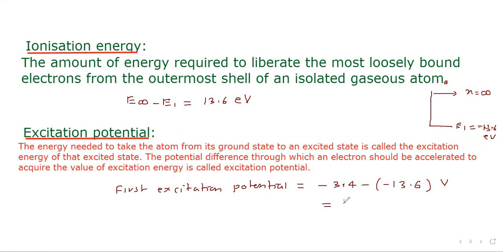So it will be 10.2 volt. Similarly, second excitation potential will be equal to minus 1.5 minus of minus 13.6, and that will be equal to 12.09 volt.